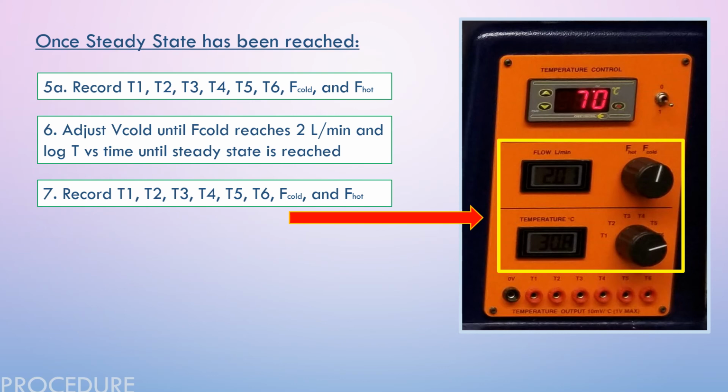Once steady state has been reached, record all of the temperature values as well as the flow rates of the cold and hot utilities. Then we adjust our cold valve until the cold flow rate reaches 2 liters per minute, and again log our temperature versus time until steady state is reached. Finally, log all of the temperature values again, along with our flow rates for the cold and hot utility streams.